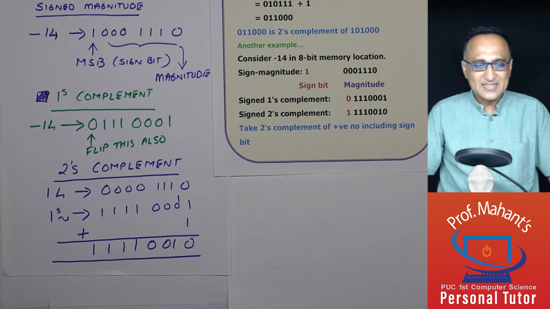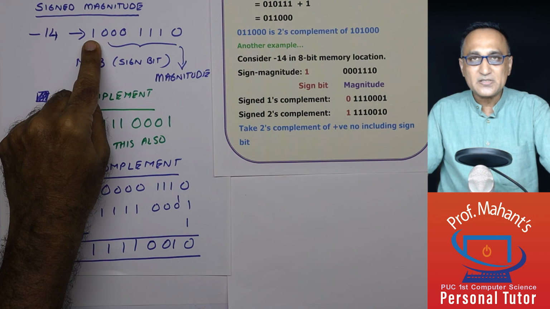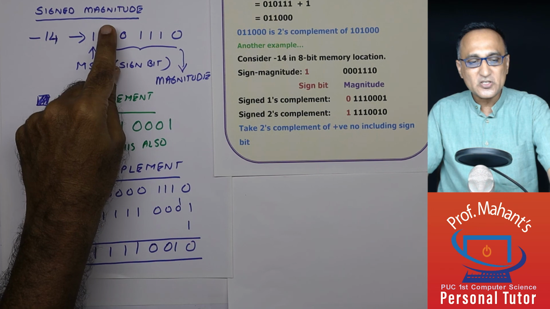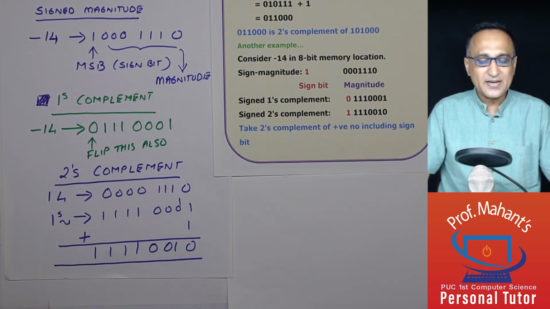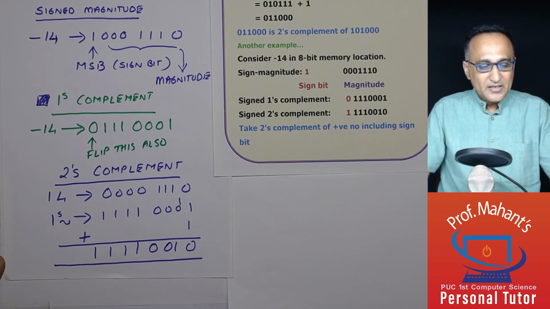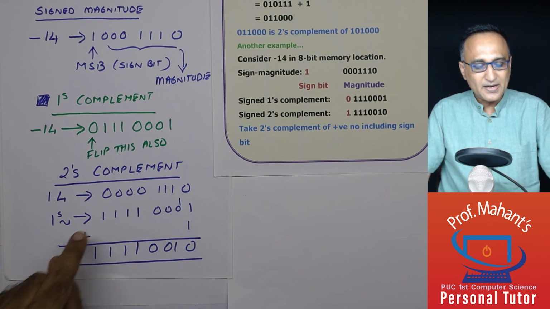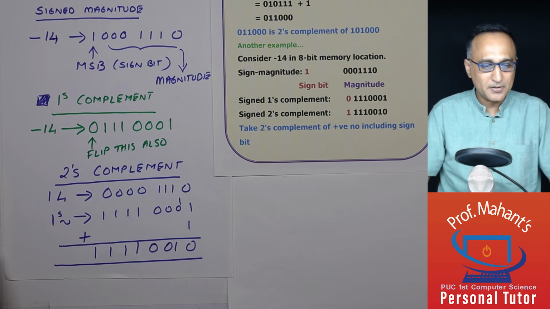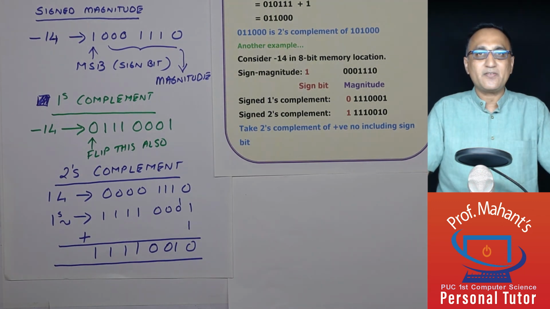So just to summarize, in sign magnitude, take the positive number and just flip the sign bit to represent the negative number. In ones complement, take the signed magnitude representation of that negative number and flip the bits. This is how it gets represented. Now in 2's complement, you take the positive number, get the ones complement number, add 1 to it, and you will get the 2's complement of a negative number. So I hope this is clear and helps you understand the basic concept of representing positive and negative numbers in a computer.